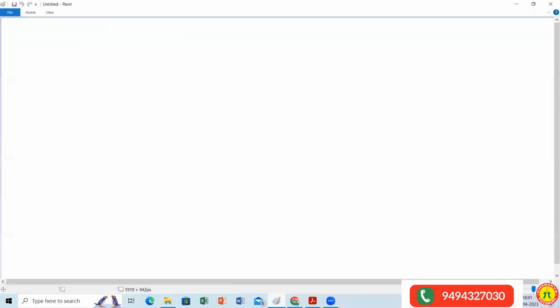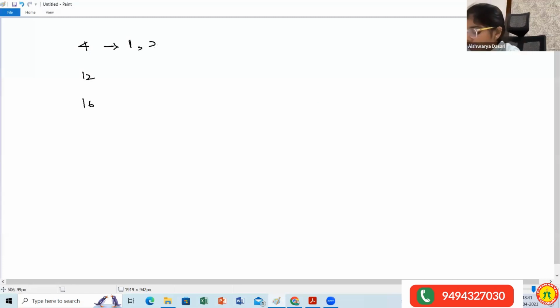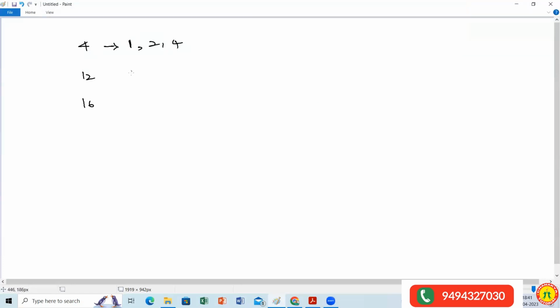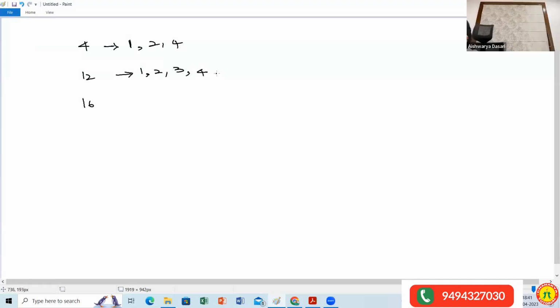What are the factors of 4, children? 1, 2, 4. Very good. For 12? 1, 2, 3, 4, 6, 12. The largest one is the number itself.